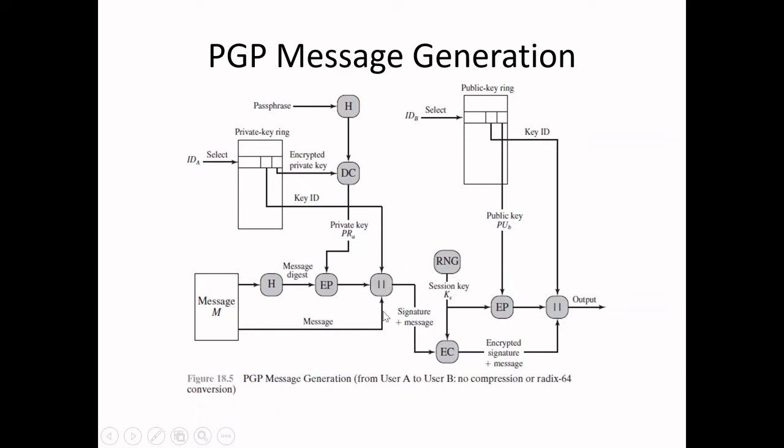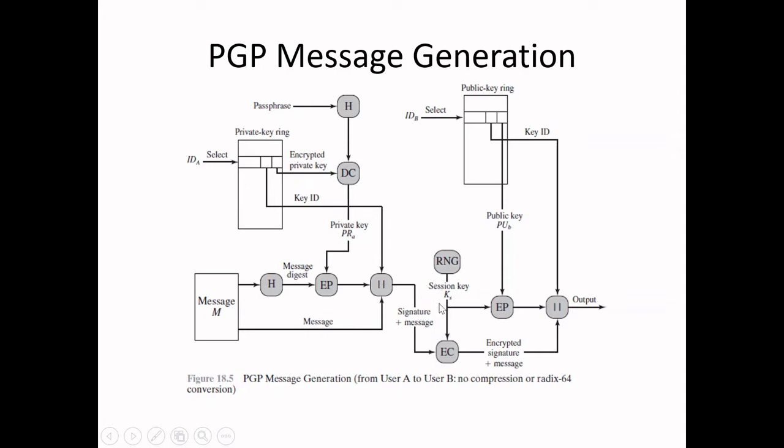Now, the signature is concatenated with the message, and then earlier we said the next step is compression, which has been skipped here. After the signature generation process is done, we go to the confidentiality part, or encryption part. So encryption, we know, is done using a symmetric key encryption algorithm. In the case of PGP, we use a session key for every message.